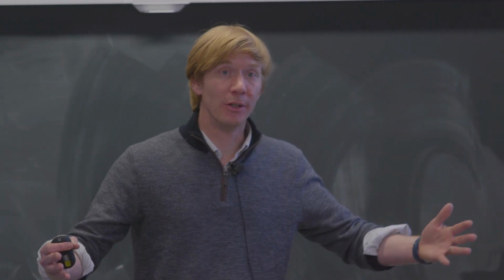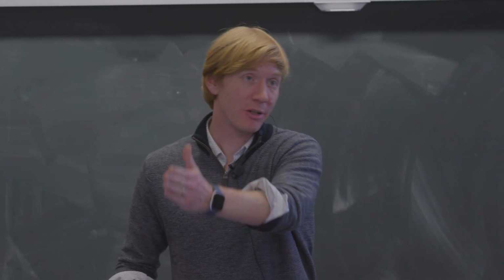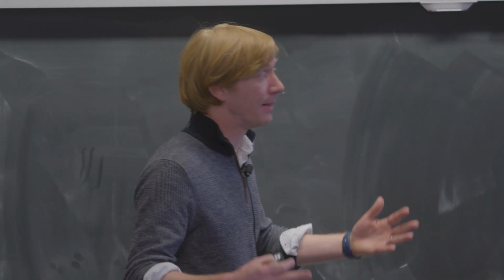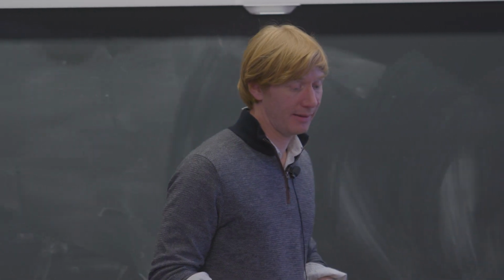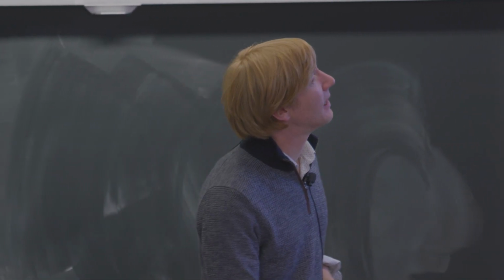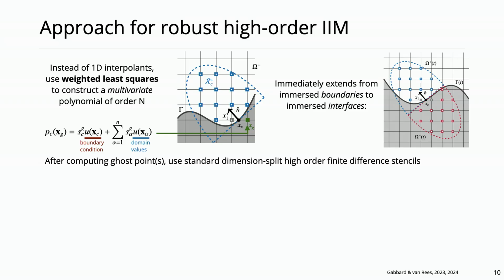And then after we compute the ghost points, and we might have to fill in a bunch of them, like 2 or 3, depending on the order of the finite difference stencil, we can use standard dimension split high order finite difference techniques. And we can extend that immediately to immersed interfaces. So this is a boundary. If we have an interface with physics on both sides, we can create these regions on either side and couple them across that control point, across that interface point. And that's independent for every one of these intersection points along the boundary.